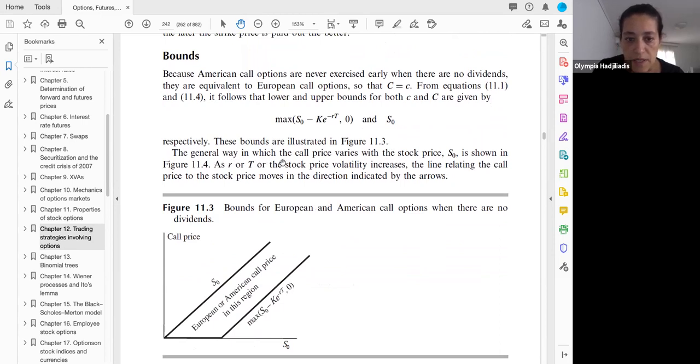The general way in which the call price varies with the stock price is shown in figure 11.4 as r or T changes, but let's look at the first figure, which shows the bounds for European and American call options when there are no dividends. They're both bounded above by S0, and they're both bounded below by the max of S0 minus K e to the minus RT.